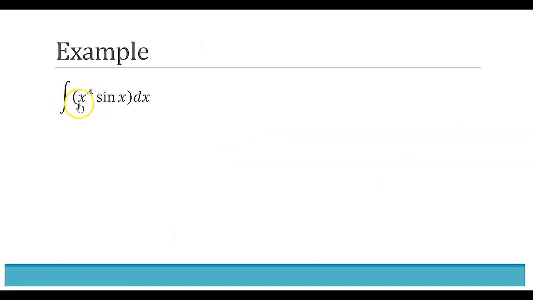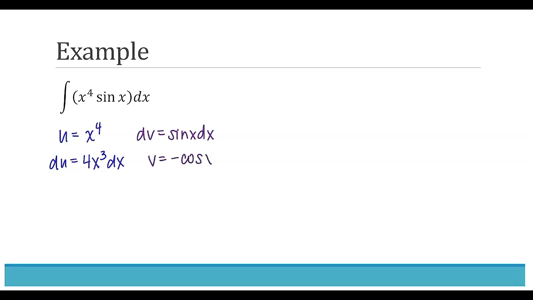So I have the integral of x to the 4th sine x dx. We're going to let u be the polynomial x to the 4th. Then du is a nicer function, a cubic, 4x cubed dx. dv is going to be sine x dx. So v is its antiderivative, negative cosine x.